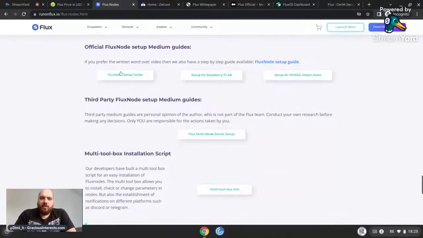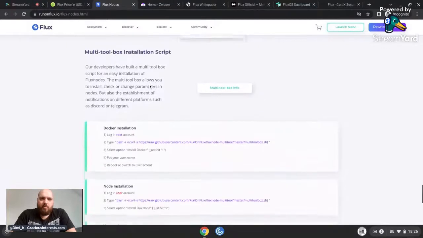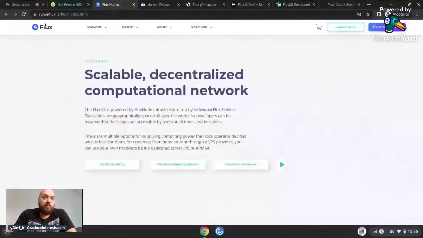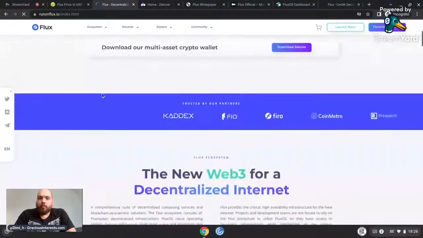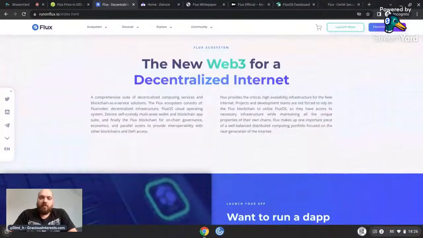These are the guides on Medium. Flux node setup guides, setup for Raspberry Pi 4, NVIDIA Jetson Nano, third-party Flux node setup. They really go into detail on how to do things, and you've got immediately everything at your fingertips. Very impressed. This is really a crypto project with development in mind and real free internet in mind, it seems.